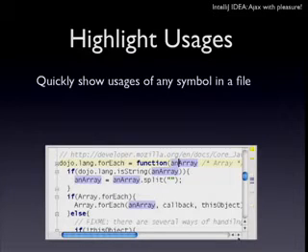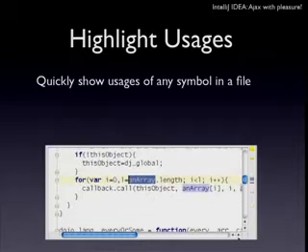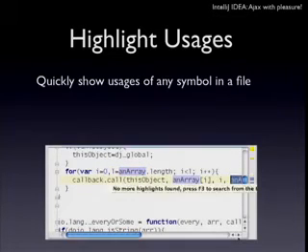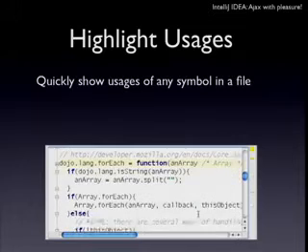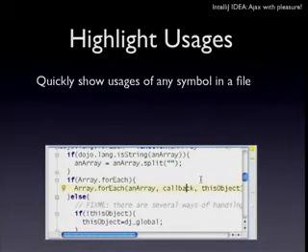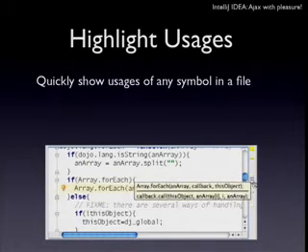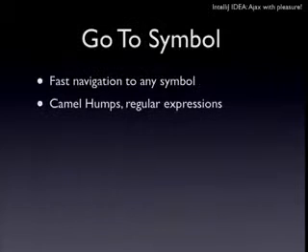We've got the same highlight usages, which is really convenient when you are pretty sure that the usage is right in this file. You hit one shortcut, all usages are highlighted on the gutter, and in source code. You can quickly navigate between them, and you're the king of navigation. You are moving with light speed in your source code.